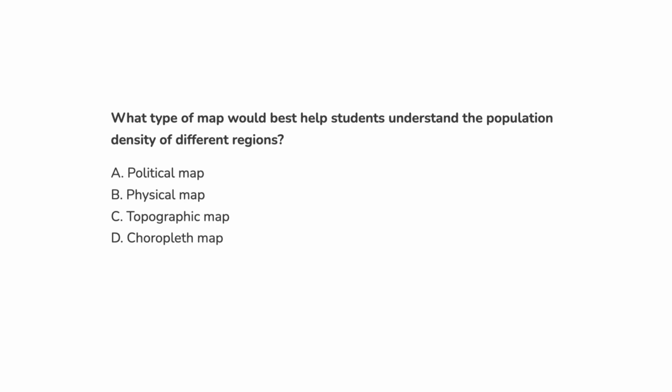What type of map would best help students understand the population density of different regions? Answer: D. Choropleth map. A choropleth map uses different shades or colors to indicate varying population densities in different regions.